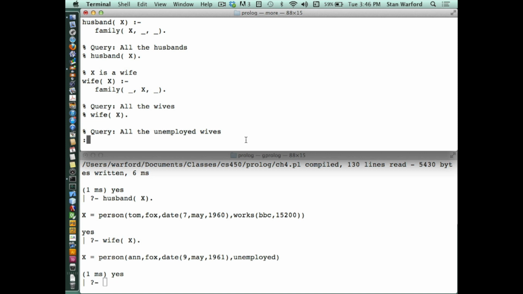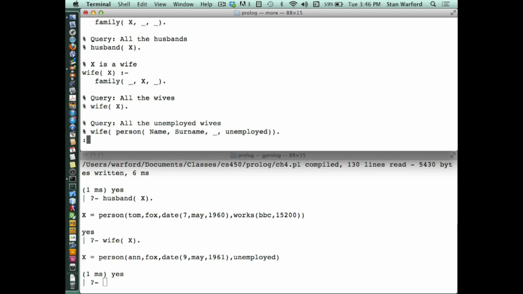We don't have a big database here. Do we want to get back the actual person or just the name? Let's just do the persons. Oh, wait. No, let's do it better than that. Let's do the names. I guess I should have said names of all the unemployed wives. Because now, wife X matches the person, but now we're saying wife, and then that person is going to match person, and so now, are you with me? So what will this be? What will this give us?